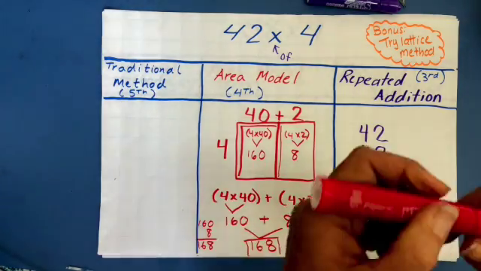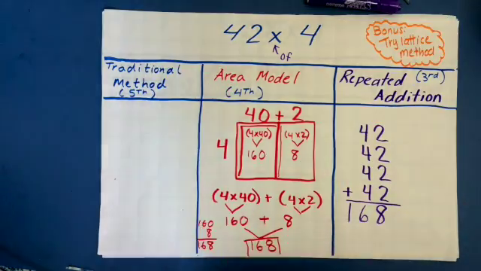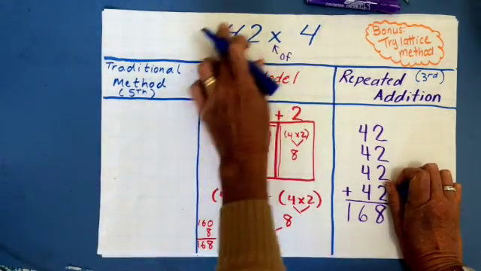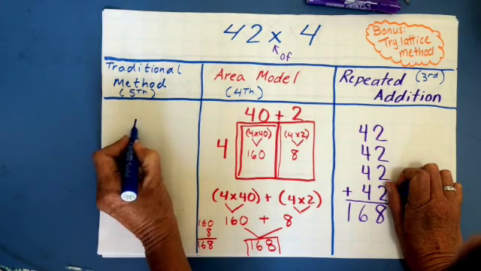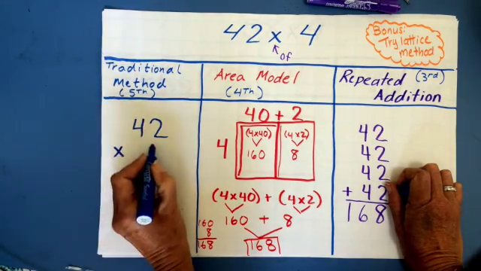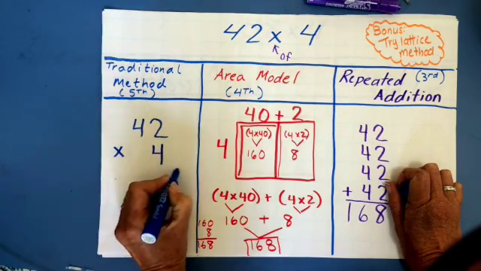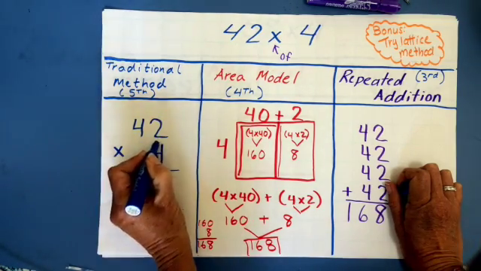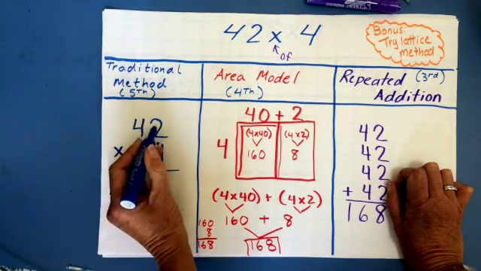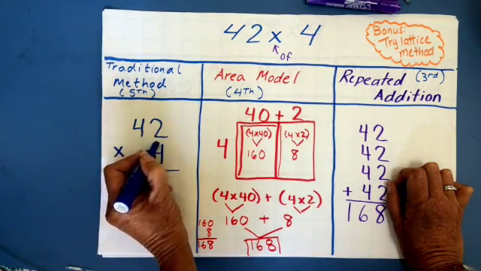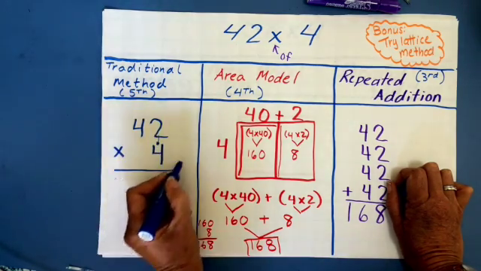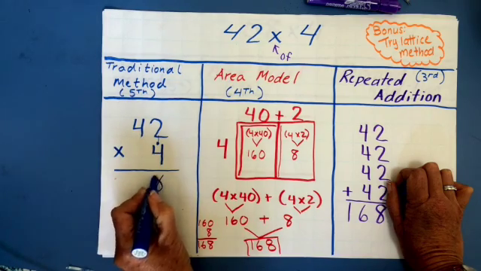Now, the last method is a traditional method, and it works on an algorithm. So I'm going to write this. So here's the problem: 42 times 4. I'm going to write 42 times 4. And in this method, what they do is they say we're going to start here, and you're going to multiply 4 times 2 first. So I draw a line to this. So I say, okay, 4 times 2 is 8. So I put that down.